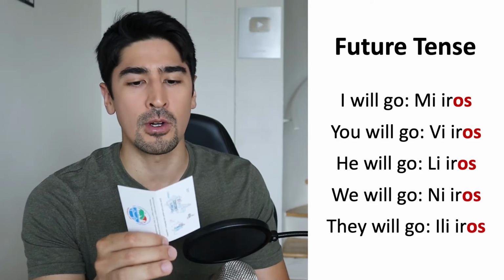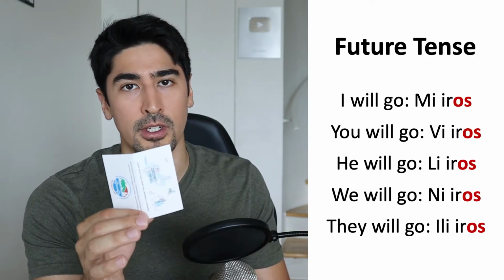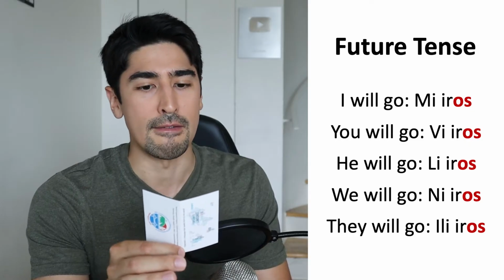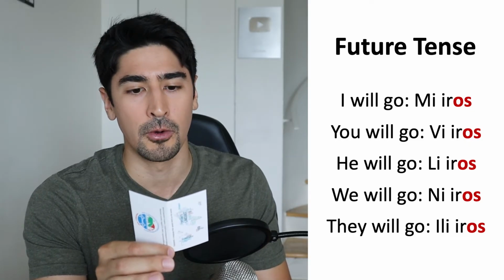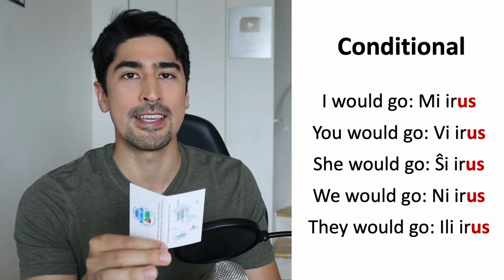Future tense, you will go. By the way, Esperanto is just like English. Vi is the same for singular and plural you. Vi iros, you guys will go. They would go, ili irus, ili irus.